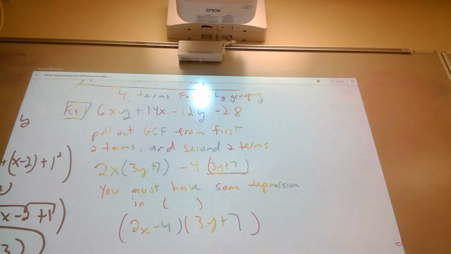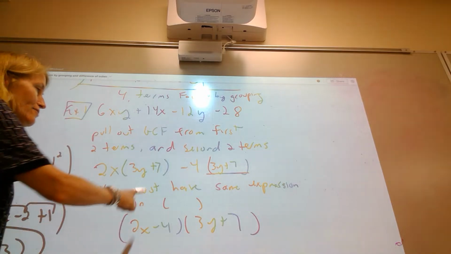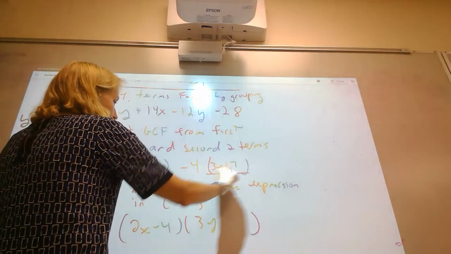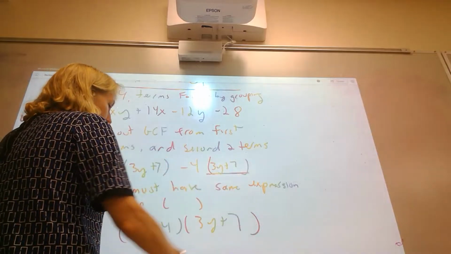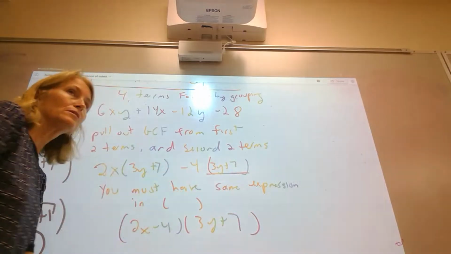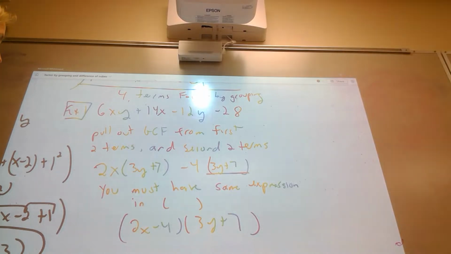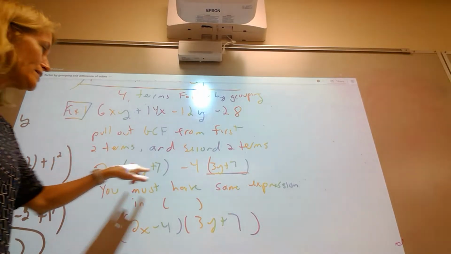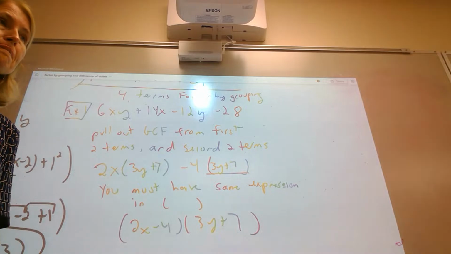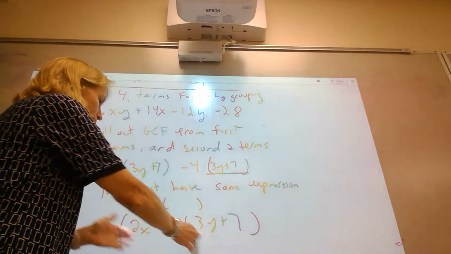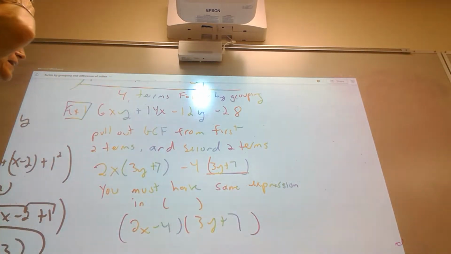Now this was similar to that last problem. So what do they have in common? They have 3y plus 7 in common. So you pull out the 3y plus 7. And then what do you have left? You have left this 2x and this minus 4. So what we have is 2x minus 4 times 3y plus 7. So we factored by grouping.